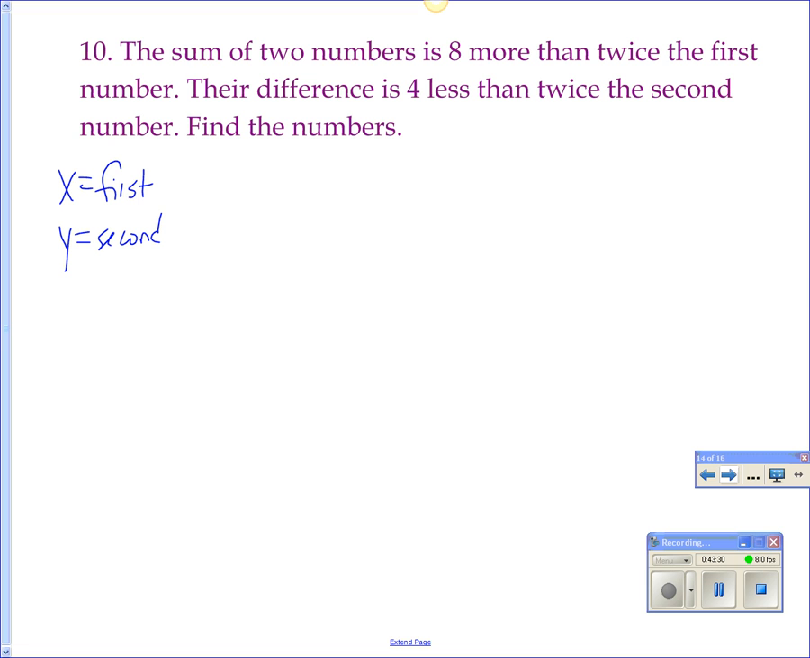Okay. The sum of the two numbers, how do I write that? X plus y, thank you. Then I see is, so I have to stop, wait a minute. What do I have to do for is? Equals. 8 more than, what do you think I do for that? Add twice the first number, so what's that? 2x, good, so that's my first equation.